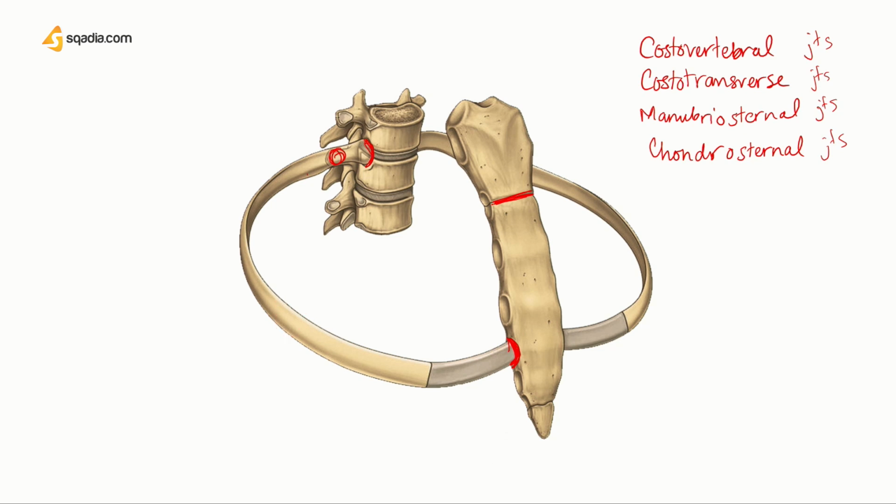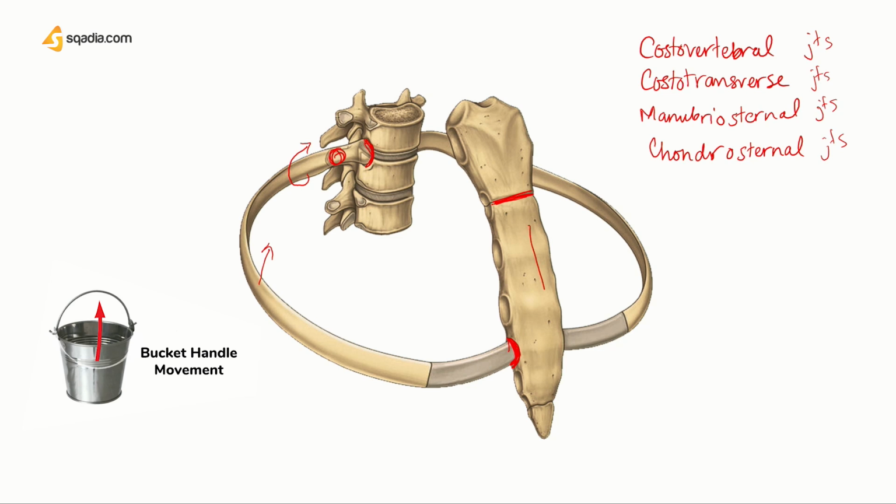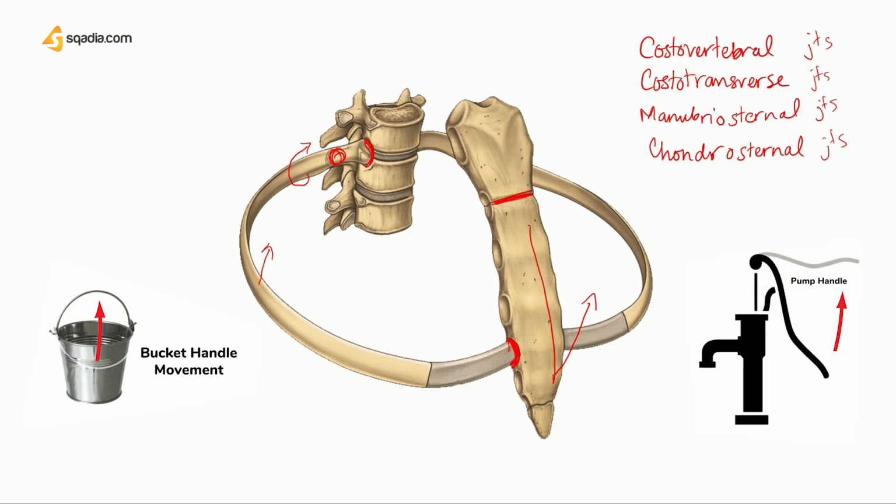From here, I'll show you. This rib rotates like this, and this basically lifts upwards like a bucket handle. And when that happens, this part of the sternum moves up like a lever. So this is during inspiration. During inspiration, we want the chest cavity to expand, so the transverse diameter increases, allowing more air to come into the lungs.